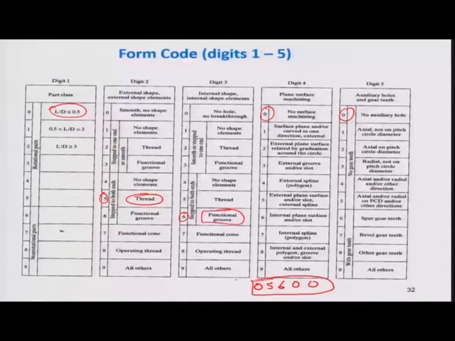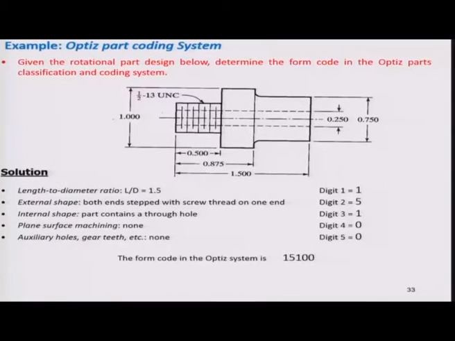This is the Optiz system. This 0 signifies the L by D ratio is less than 0.5, 5 signifies that it is a threaded screw, and 6 means a functional group is required, and no further machining is required, and no auxiliary hole is there. Okay, so this is the 5-digit form code. Here you can see one example for that. This is a rotational part design below. Determine the form code in the Optiz part classification and coding system. Here you can see the length is 1.5 and the diameter is 1.